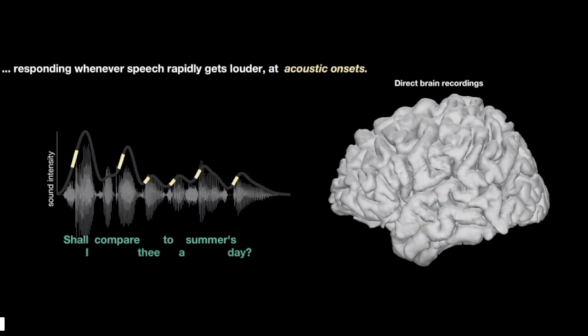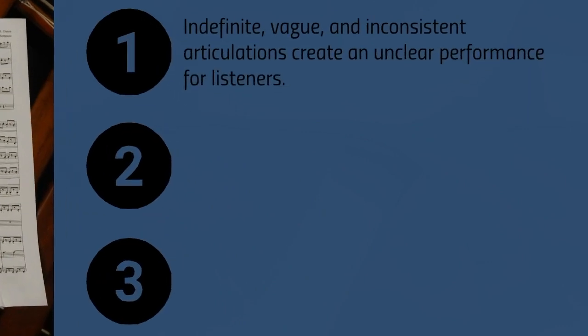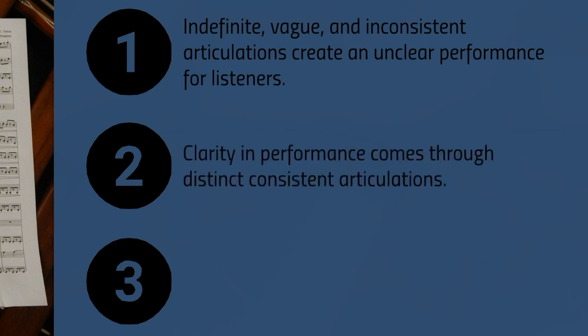For us musicians, this means when we hear crescendos or accents at the beginning of the notes, that's what our brain's listening for. How can we use this to help musicians hear and play music clearly? Indefinite, vague, and inconsistent articulations create an unclear performance for listeners and performers. Clarity in performance comes through distinct, consistent articulations.